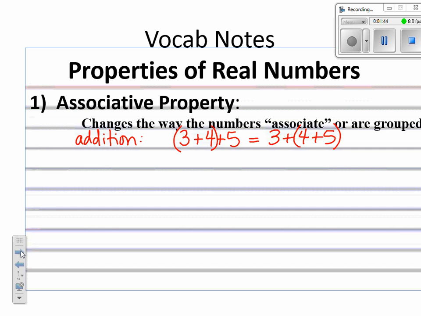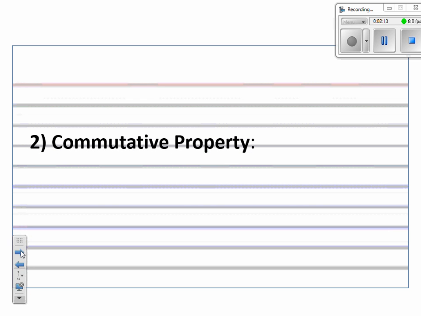There's also an associative property of multiplication. This is the same idea, except instead of plus signs, we're talking about multiplication, so you'll have times symbols here. Little dots. 3 times 4 times 5, and then 3 times 4 times 5. Again, notice how the parentheses are changing who's grouped together. That's the associative property.